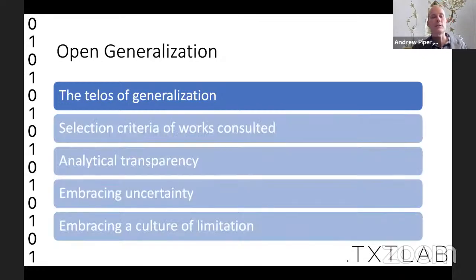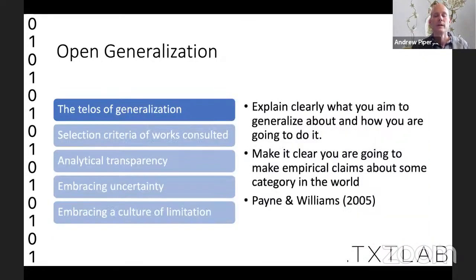So the first is what I call the telos of generalization. Explain clearly what you aim to generalize about and how you are going to do it. Make it clear you are going to make empirical claims about some category in the world. Jameson makes it clear he's going to generalize about third world literature, okay? And that needs to be built into the article in the language: I am going to generalize about X here. Don't just try to sneak it in or suddenly work your way up to it after an example. Really make it clear that your goal is generalization.